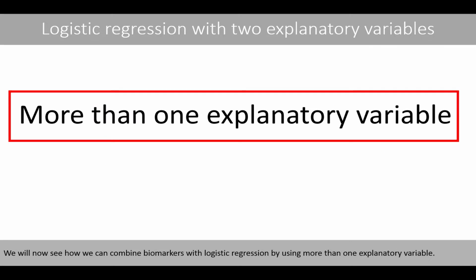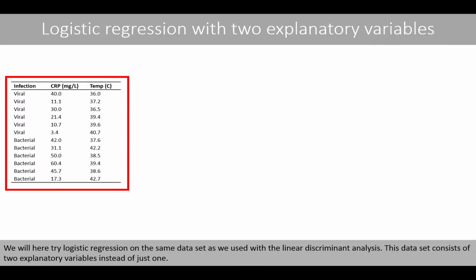We'll now see how we can combine biomarkers with logistic regression by using more than one explanatory variable. We'll here try logistic regression on the same dataset as we used with the linear discriminant analysis. This dataset consists of 2 explanatory variables instead of just one. However, note that this dataset is quite small to fit the purpose of this video. Remember that the more data we have, the better predictions we'll make.